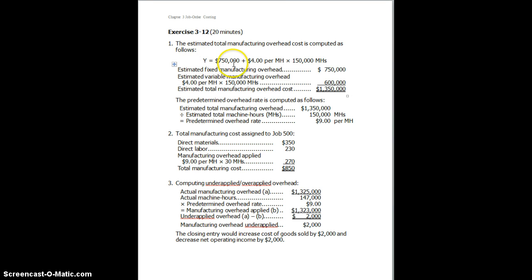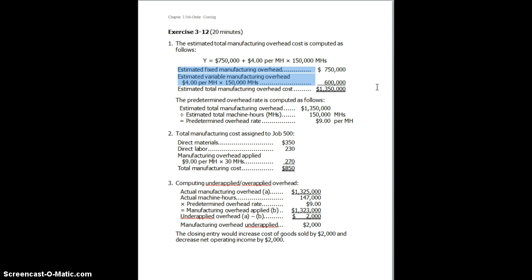Therefore, for us to calculate the total manufacturing overhead, we must take the fixed piece of $750,000 and add to that the estimated total variable manufacturing overhead. They expect 150,000 machine hours, and they expect $4 per machine hour. Therefore, $600,000 of variable manufacturing overhead cost. If we take our $750,000 plus the $600,000, we have estimated total manufacturing overhead cost of $1,350,000.